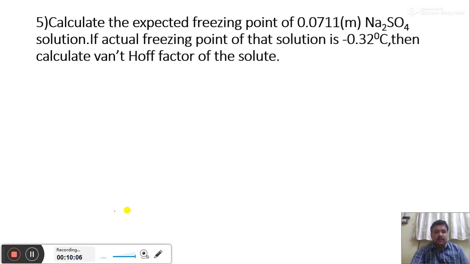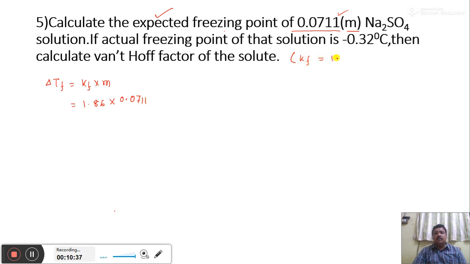Now my next problem is: calculate the expected freezing point of 0.711 molar NaOH solution. Expected. That means del TF is equal to Kf into small m. The value of Kf is 1.86, into m, which is 0.0711. Now the value of Kf is 1.86 Kelvin kg mole inverse, which is given in the question paper.